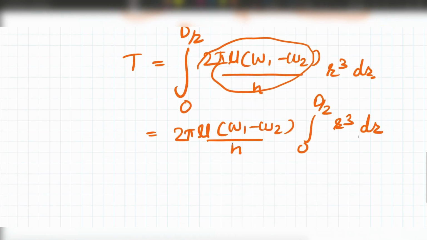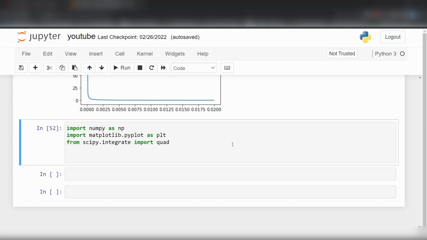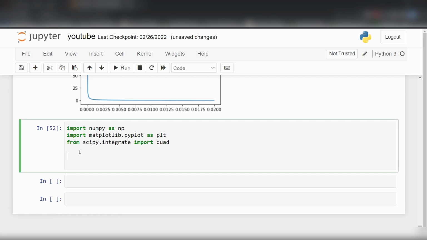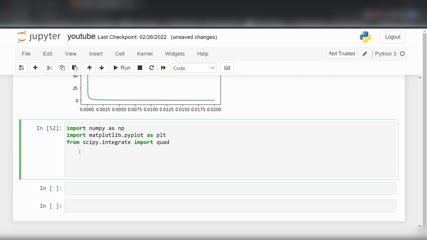Now we will solve this equation in Python code. I will write scipy.integrate, which means we will use this equation in integration form, and matplotlib.pyplot for plotting our function.